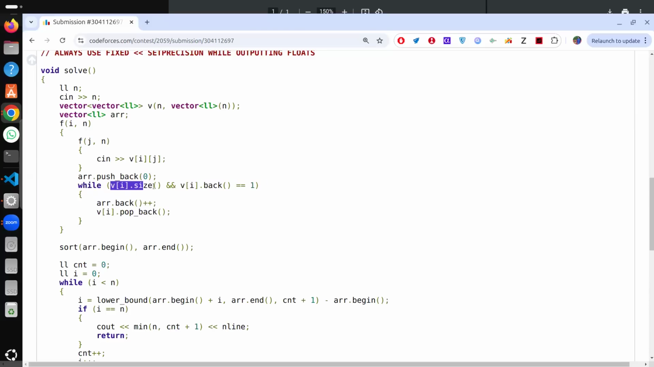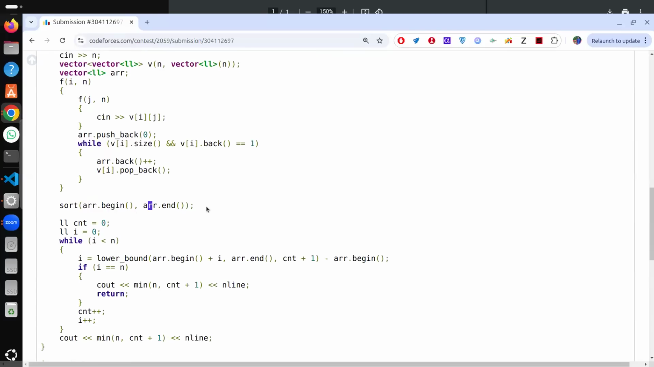While vi dot size is not equal to 0 and vi dot back is equal to 1, then I just do array dot back plus plus. So I increase the count and I pop back vi. Okay. Then I sorted this. So basically, this is the array for the number of ones, and then I sorted this array. And now I have a counter, which just tells me which number I need next. So first of all, I need 0, then I need 1, then I need 2, etc. And this i pointer tells me till where I have taken.